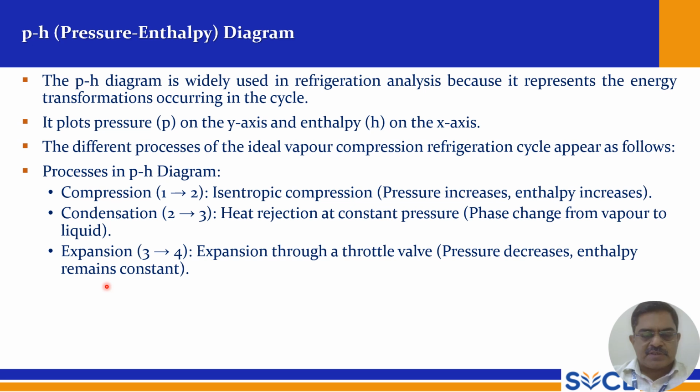Next is expansion. It is 3 to 4. Expansion through a throttle valve. Pressure decreases, enthalpy remains constant. During this process, it is the expansion valve, which is also known as the throttle valve. During this process, the pressure decreases and enthalpy remains constant.